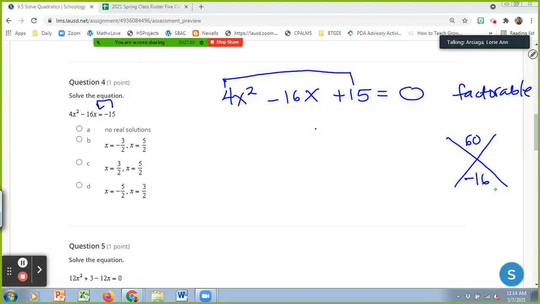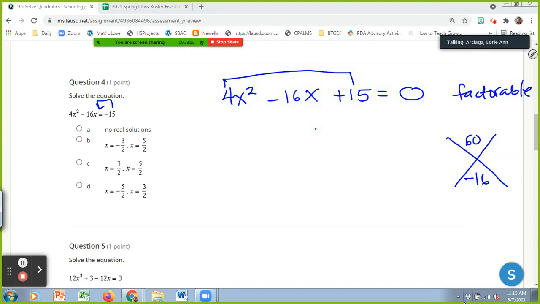They multiply to 60, but when you add or subtract them, you get negative 16. Anyone? Anybody? Come on, don't overthink. Go for the most obvious answer.